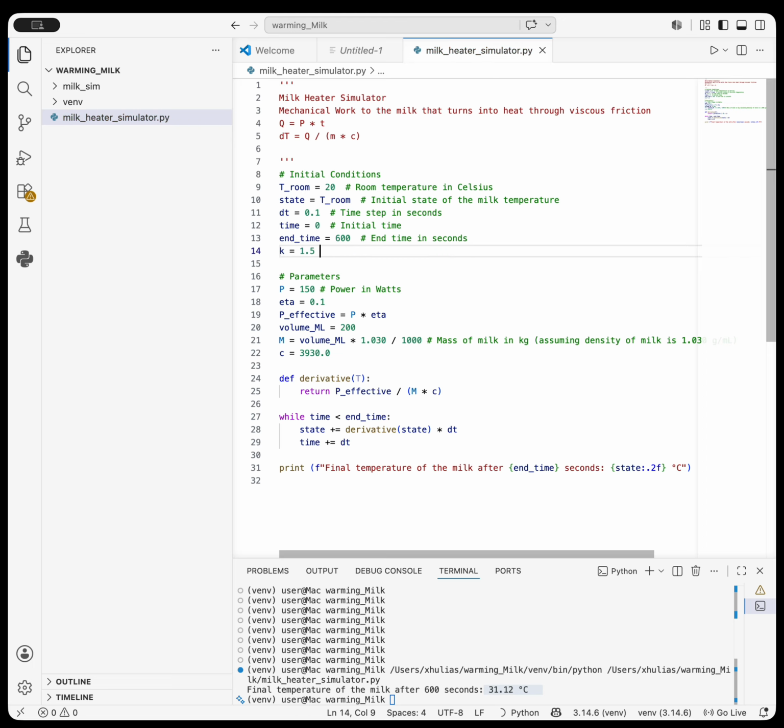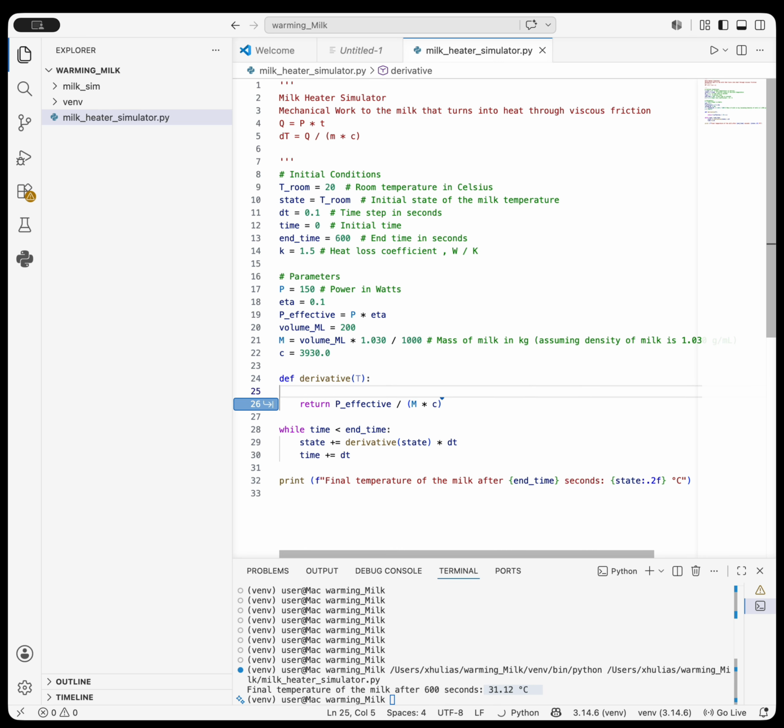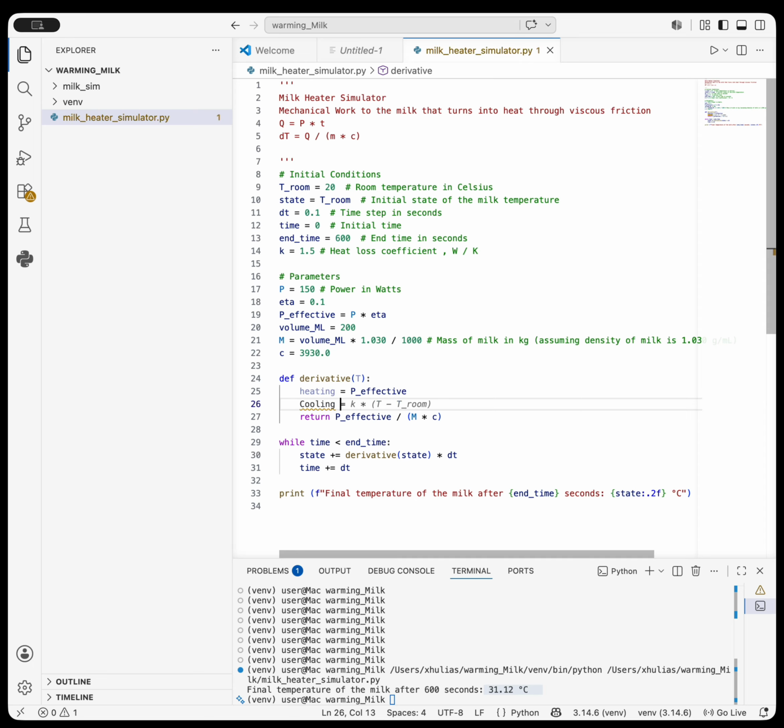And let's say that the milk has a cooling coefficient K equal to 1.5, because as the milk becomes hotter, it dissipates heat to the room. We are going to consider that heating is going to be equal to P effective, and cooling is going to be equal to K times the difference in temperature. And then the derivative should return heating minus cooling divided by the mass times the specific heat. And now we can go and check this out.